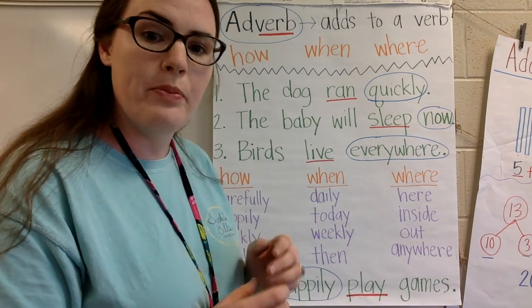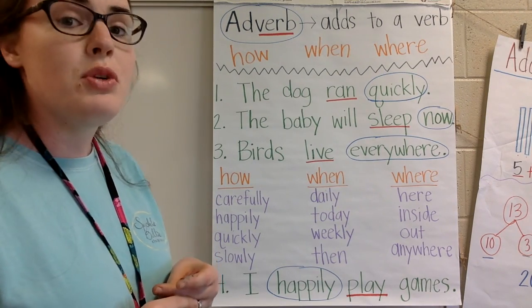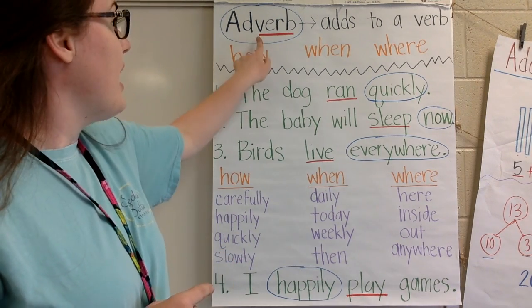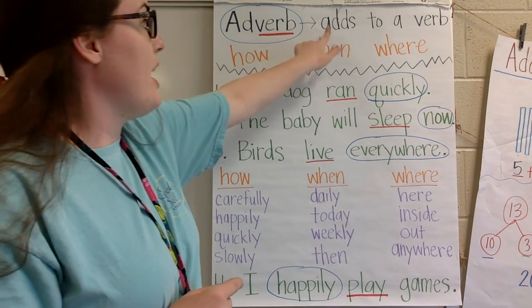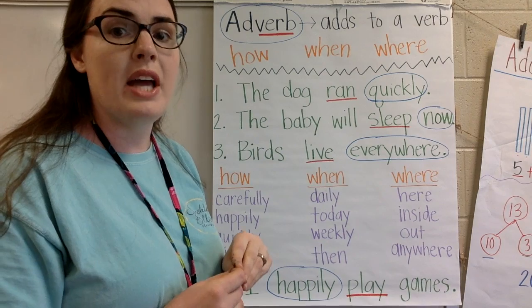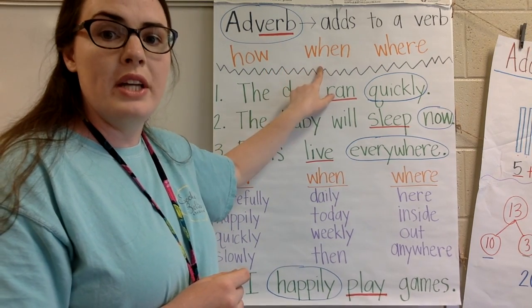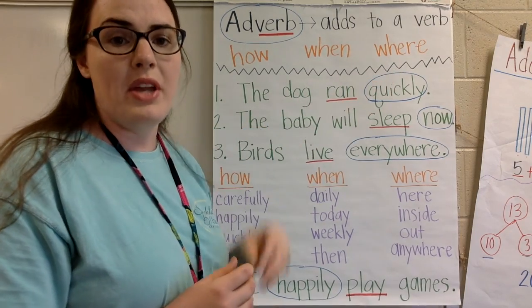Let's play here. All right, this was the quick lesson on adverbs. Let's review what an adverb is. An adverb is a word that adds to a verb. So an adverb adds to a verb to tell how, when, or where something happens.